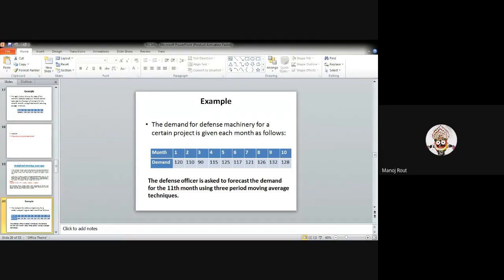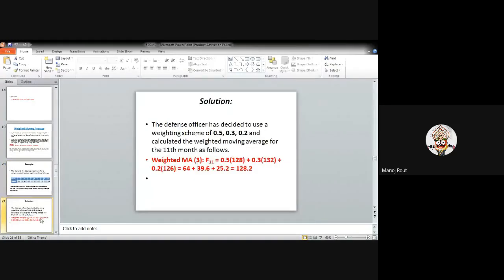Okay, so in this following problem, I will show the solution. These are the data, and the weighting factors given are 0.5, 0.3 and 0.2. We calculate the weighted moving average for the 11th month as follows: F11, the forecast for the month of 11. Just note down the formula: W1 into the previous data, 0.5 into 125 plus 0.3 into 132 plus 0.2 into 126, and the result is 128.2. Just note down this.